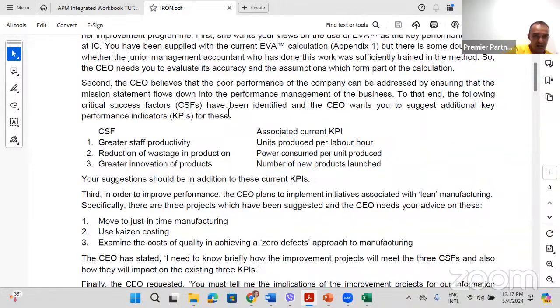Second, the CEO believes the poor performance of the company can be addressed by ensuring that the mission statement flows down into performance management of the business. To that end, the following CSFs have been identified and the CEO wants you to suggest additional key performance indicators. Very simple. Greater staff productivity. They are using units produced per labor hour. What is the problem with this KPI? You need to show that and you get 1 mark. And you also need to suggest a suitable KPI, you get another mark. 6 marks, 3 into 2. Quickly do. Just make a note on each of this, what the problem is with this KPI for this CSF.